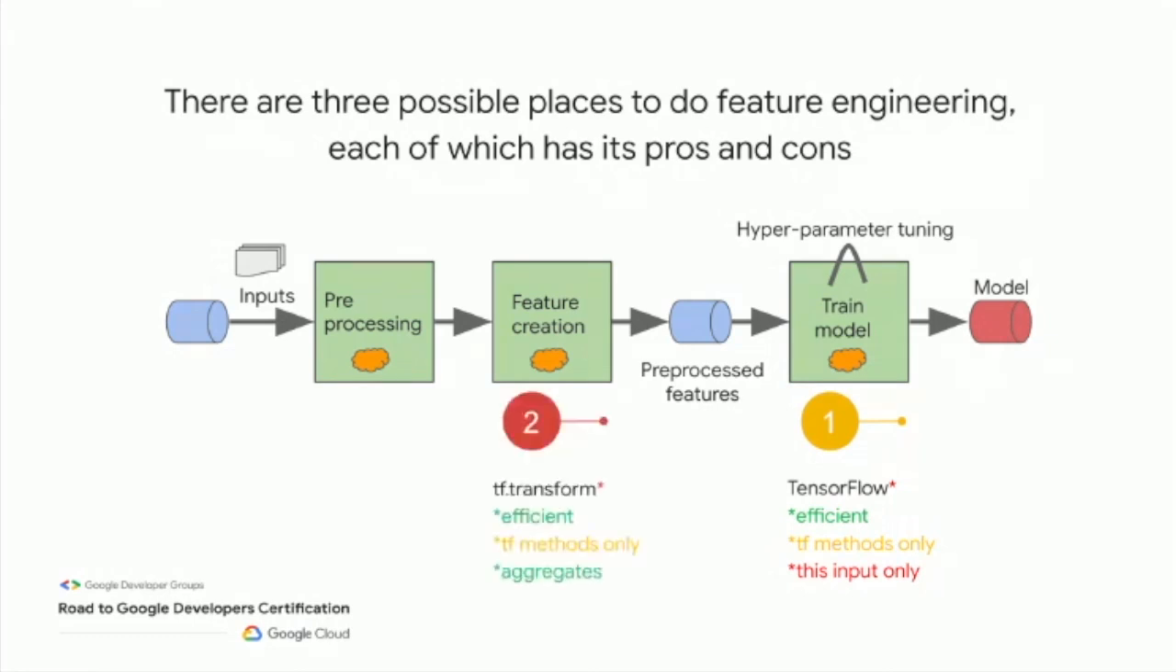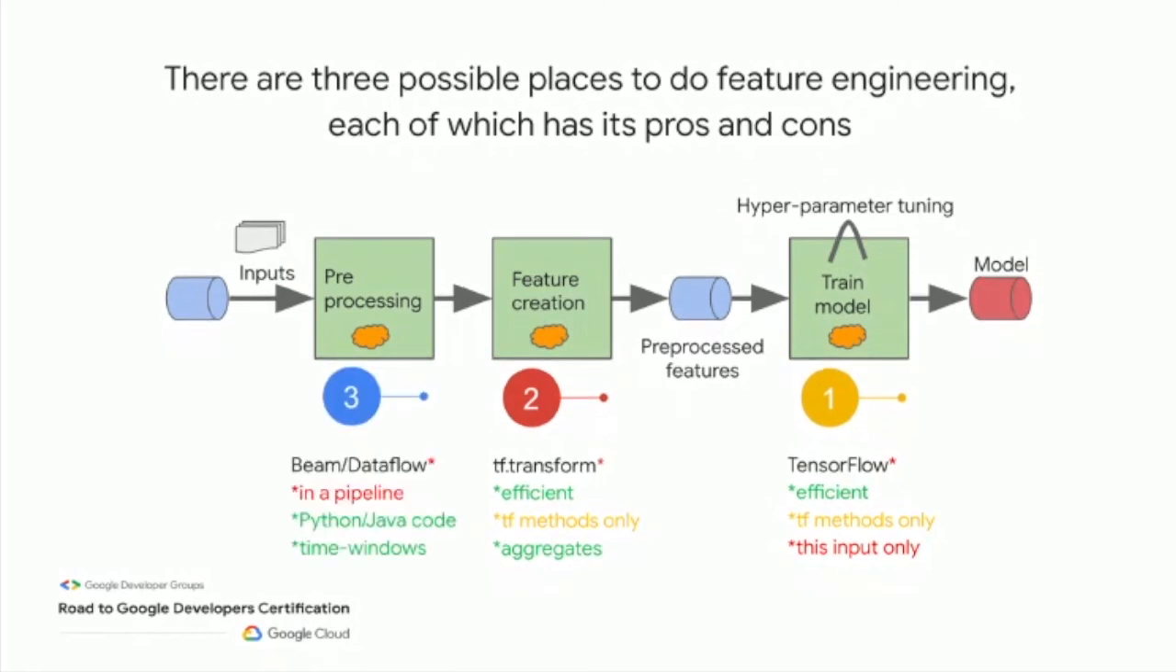Then if we do it during the feature creation, we use TensorFlow Transform. It's very efficient. We can use the TensorFlow methods only, and it aggregates. And then on the pre-processing, it can be used with Beam and Dataflow. The downside is that it has to be done in the pipeline, but we can use Python and Java code, and it deals very well with time windows.